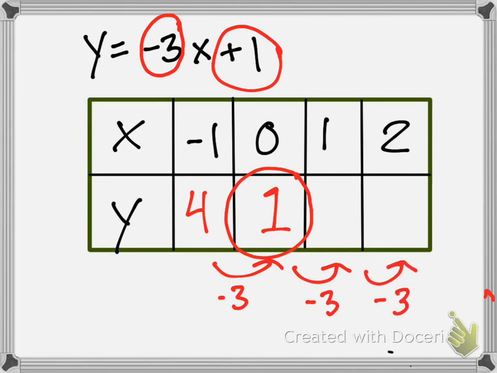-3. What's 1 minus 3, Hannah? -2. What's -2 minus 3, Fernando? -5. You see how long it took me to complete that? There's several ways we can complete it. So I want you guys to keep practicing and come up with problems that you need help with. That's what we will do tomorrow.